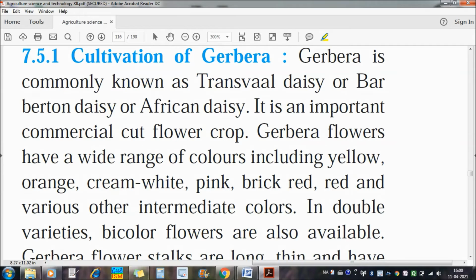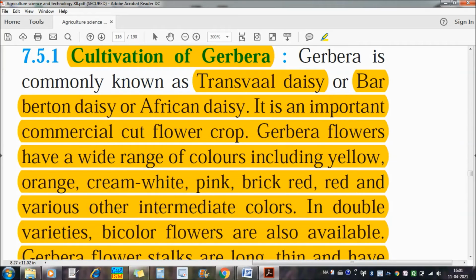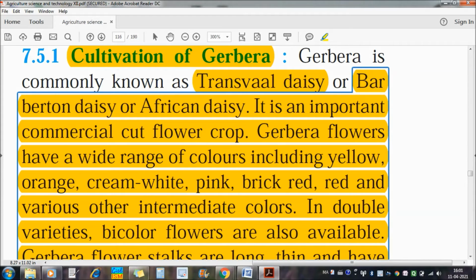Now cultivation of gerbera has become famous in city areas. There is a growing demand for this flower. It is used for decoration on a large scale. There are different names of this gerbera. It is also called Transvaal Daisy. It is also called Barberton Daisy or African Daisy.